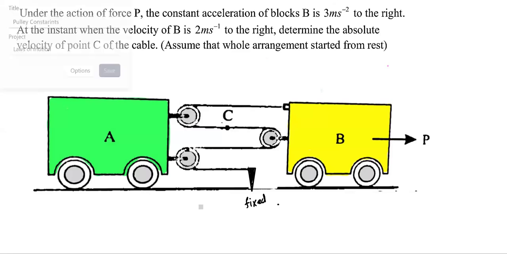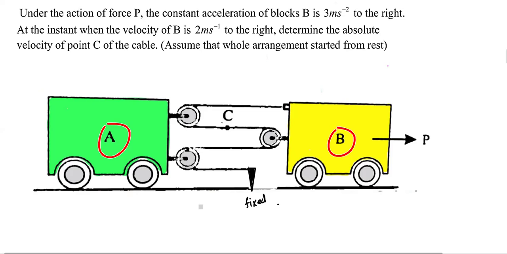Good evening, kids. We'll have the problems related to constraint equations. I have the two blocks, A and B. Then there's one fixed point. I'll pull the block B by a force P. So it's telling that the acceleration of block B is 3 meter per second square towards right, at the instant when velocity of block B is 2 meter per second. To determine the absolute velocity of point C of the cable. Now we have to calculate that particular velocity.